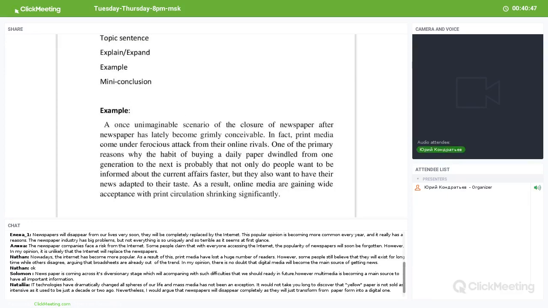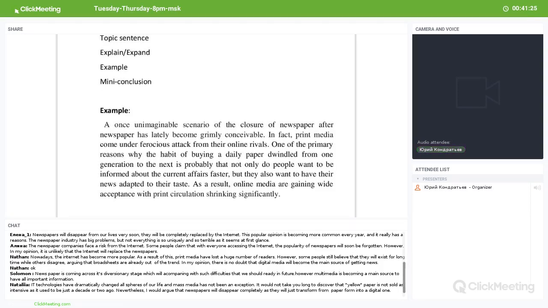So Natalia wrote, IT technologies have dramatically changed all spheres of our life, and mass media has not been an exception. Okay, instead of and, you can just say IT technologies have dramatically changed all spheres of our life, comma, mass media not being an exception. You make it a participle, and then it sounds more advanced. Your sentence is not a mistake, but it's too simple.